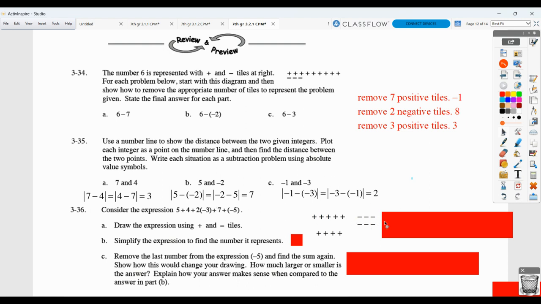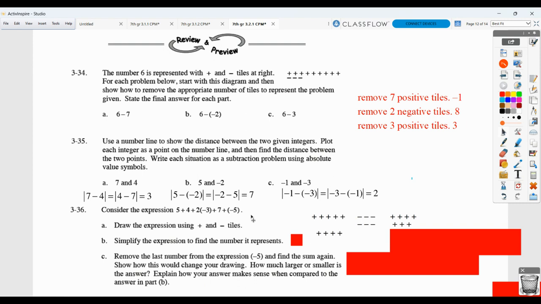And then I'm adding 7, which is here. And then I'm adding -5. Okay. So this would be the idea of drawing it.